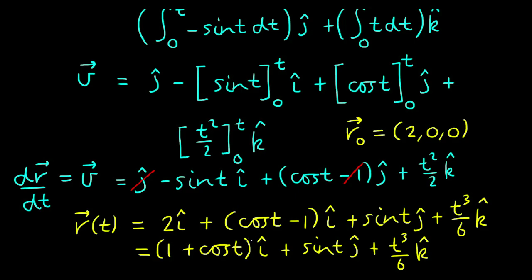So as we can see, if we substitute t equals 0, we get an initial position of 2, 0, and 0. And recall the initial velocity was 1 unit in the vertical direction. So if we substitute t equals 0 for the velocity, we have 0, 1, and 0.